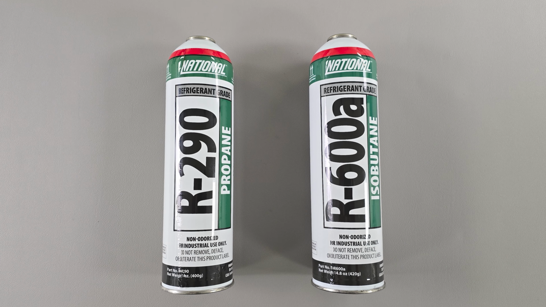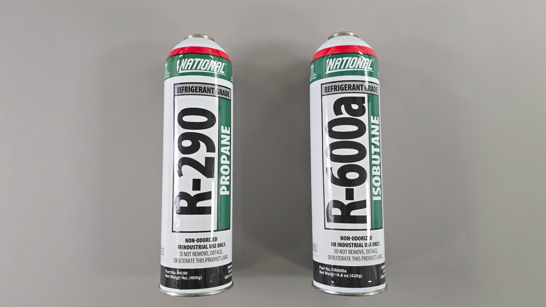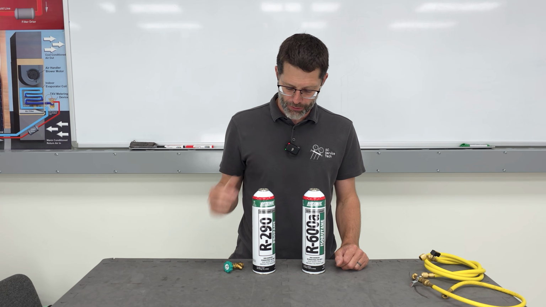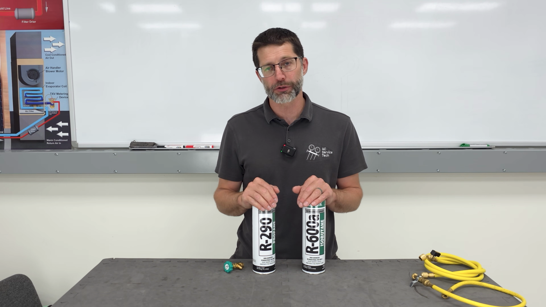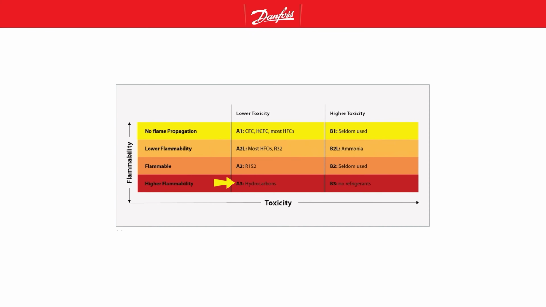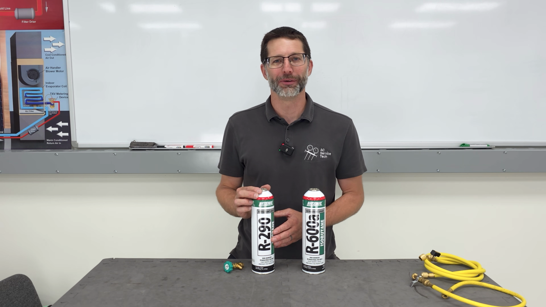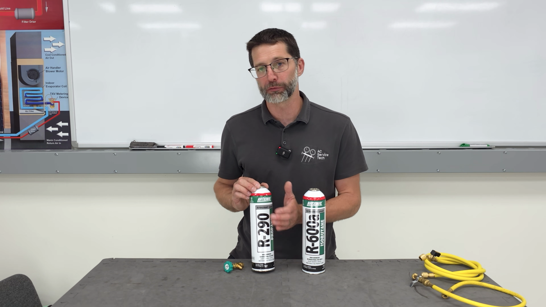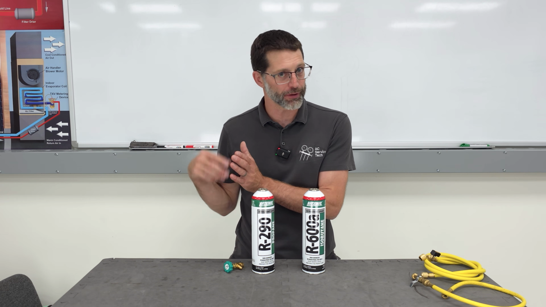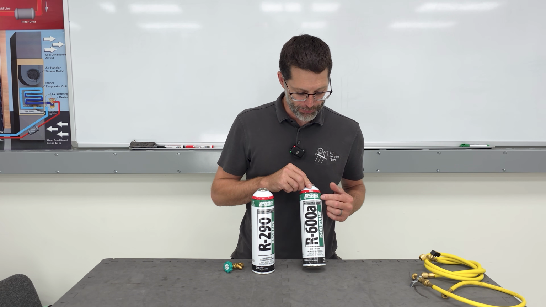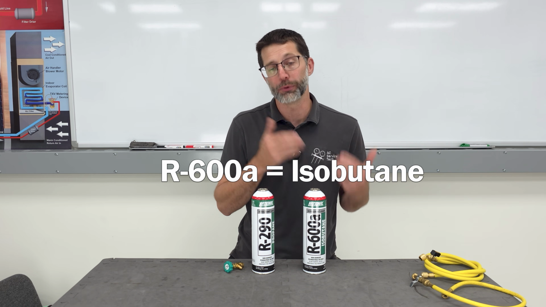Here we have disposable refrigerant bottles with less than 1 pound of refrigerant in each. These are actually highly flammable refrigerants. This is an A3 refrigerant. It's R-290, and that's known as propane, right? So it's just a more purified version of propane compared to what is in, say, your gas grill. And this one right here is R-600A, that's isobutane.